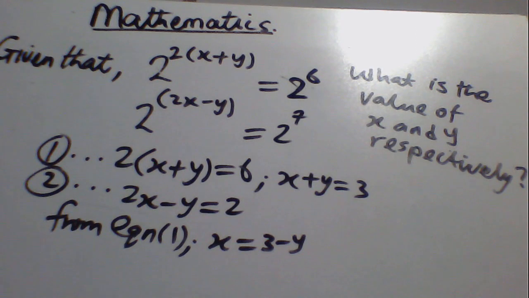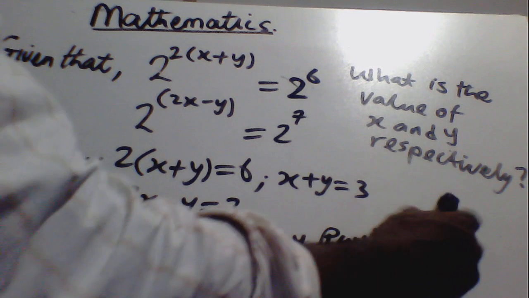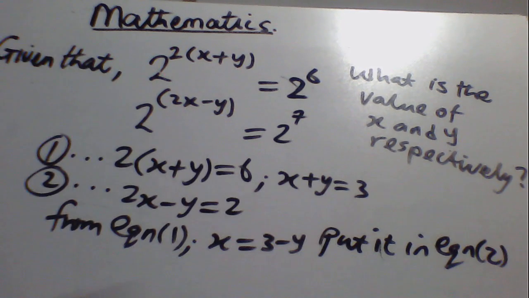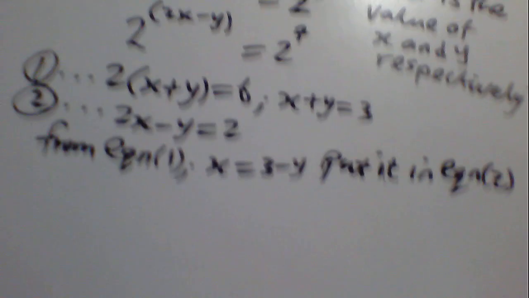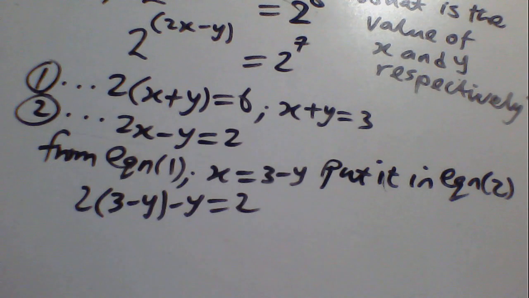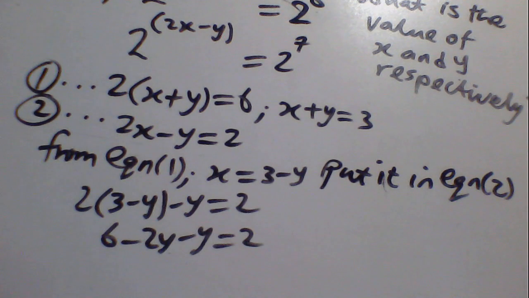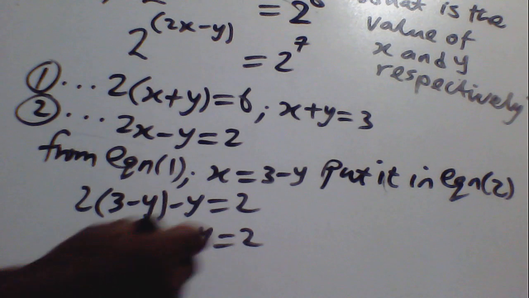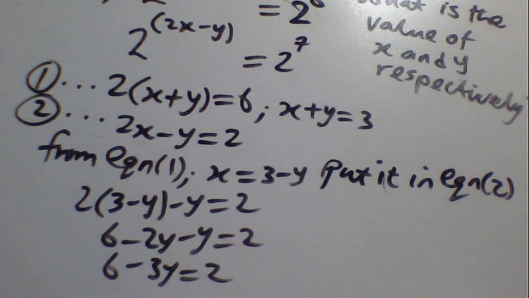Once you have done that, you put it in equation 2. Wherever you see x, substitute it in equation 2. So once you put it in equation 2, you have 2 in bracket 3 minus y is equal to 2. Opening the bracket, you have 6 minus 2y minus y is equal to 2, and from here, minus 2y minus y will give us minus 3y, plus 6 is equal to 2.